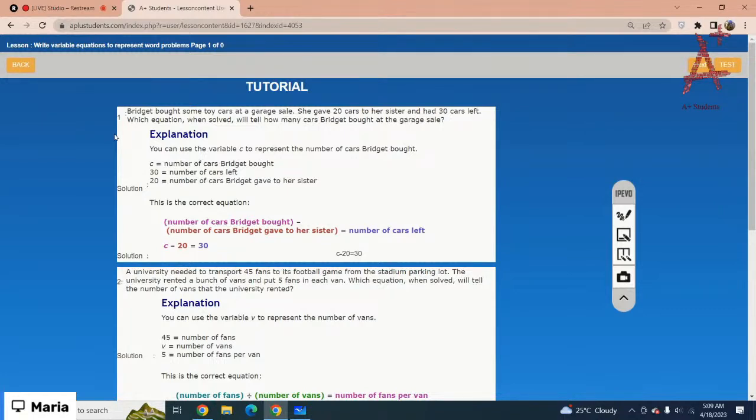Bridget bought some toy cars at a garage sale. Some toy cars. You don't know the value. Got it? Let's suppose they are C. She gave 20 cars to her sister and 30 cars left. Which equation, when solved, will tell how many cars Bridget bought at the garage sale? Got it?